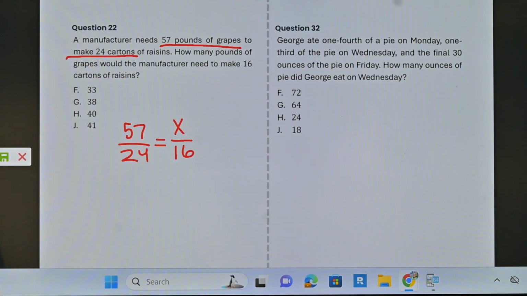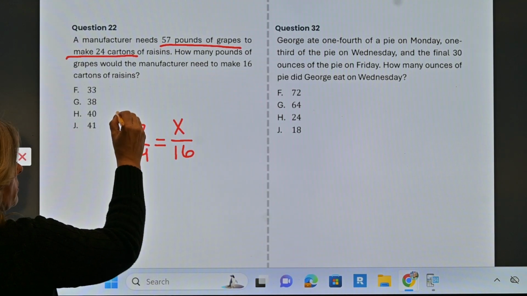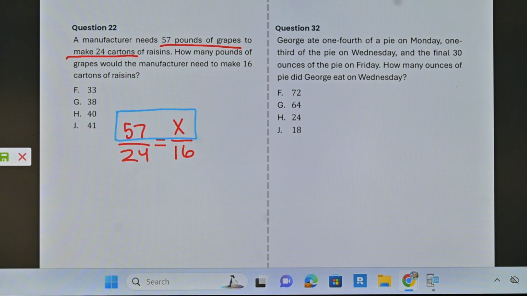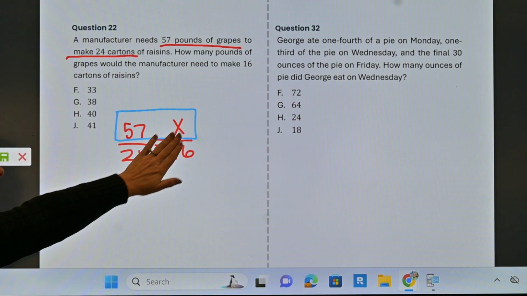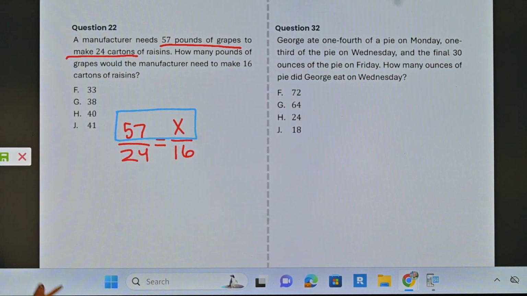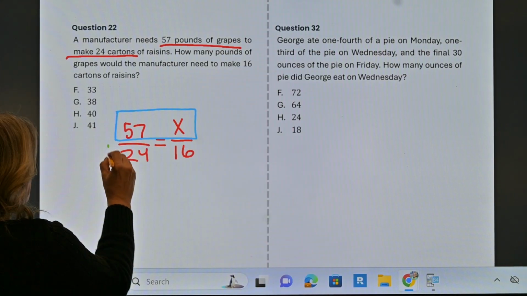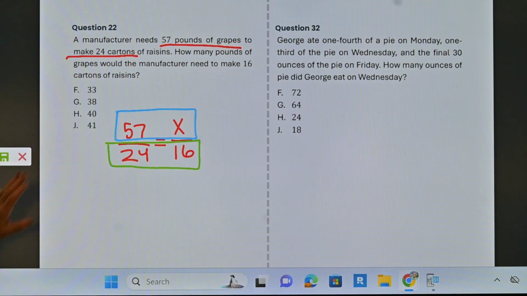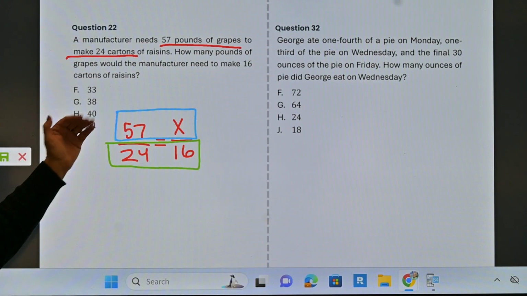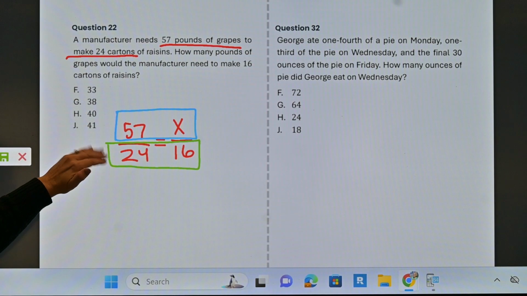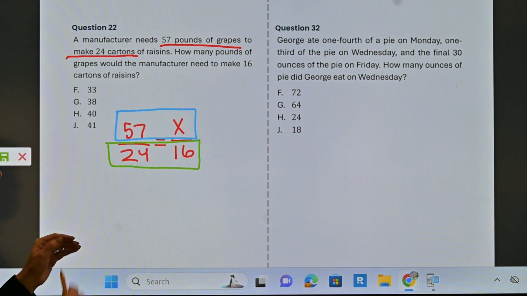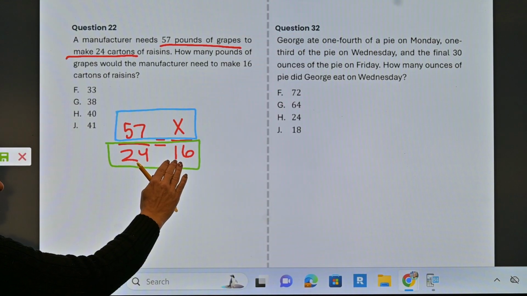Okay, so the one thing you have to think of is this. You've got to make sure all your data is lined up correct. So on top, I have pounds of grapes. Are both of those pounds of grapes? So this is 57 pounds of grapes, and then we're trying to figure out how many pounds I need, okay? And then on the bottom, that is raisins, okay? So if I have 57 pounds, I can make 24 cartons of raisins, but I only want 16 cartons of raisins. So you just have to make sure your data is lined up correct, okay?